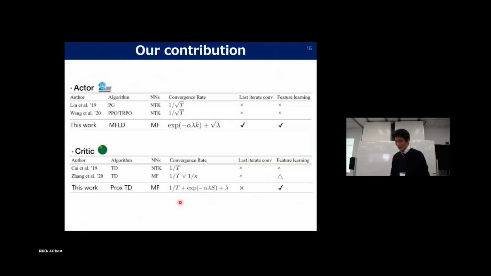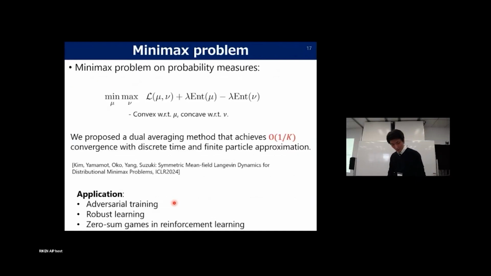In previous work, people usually consider the neural tangent kernel regime, but this is a very fast work that showed convergence for the mean field setting. I don't have so much time, so sorry.